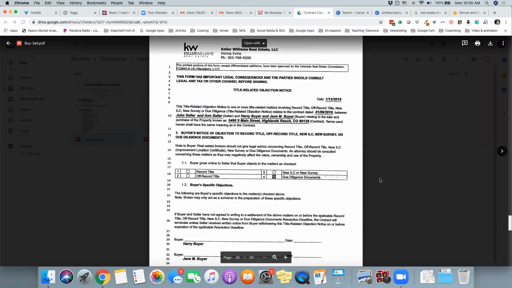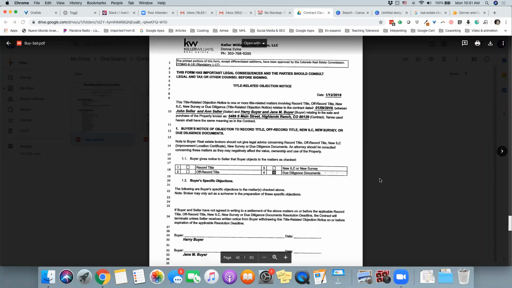Hopefully not. Our next document is called a title-related objection notice. This is when something in the title could be a liened item that can't be cleared, then you want to terminate it. It could be the leased solar panels are not acceptable to the buyer, and that's under due diligence, and you could terminate on due diligence because those things are liened items against a property. So this has to be sent and signed, and then you will terminate it.